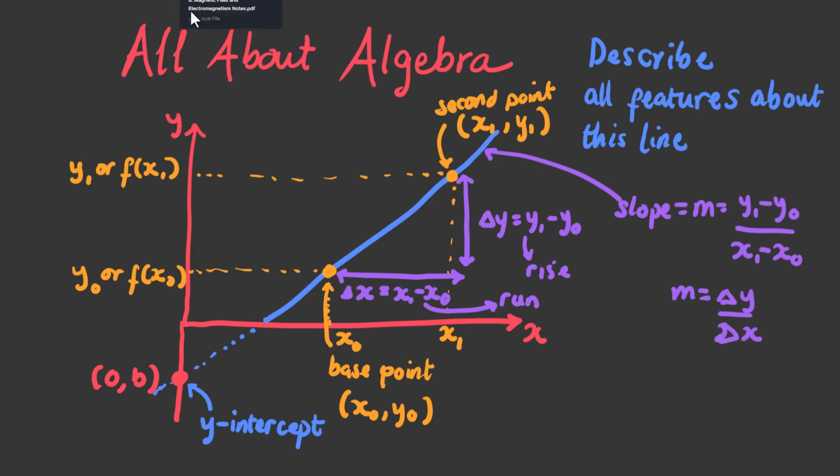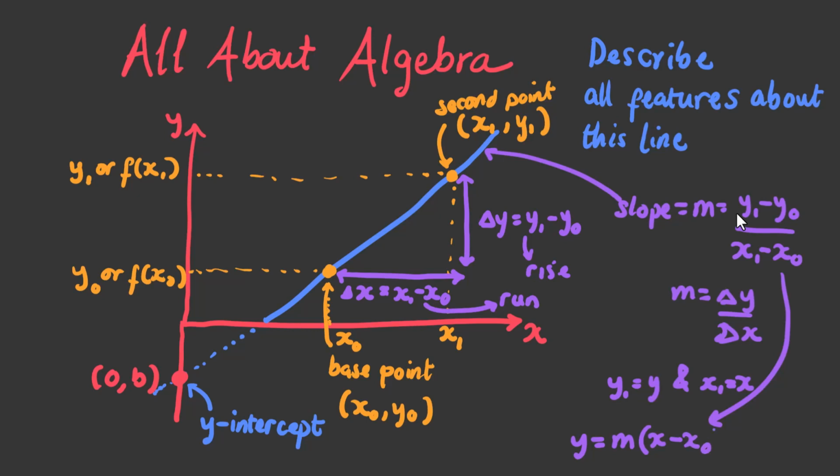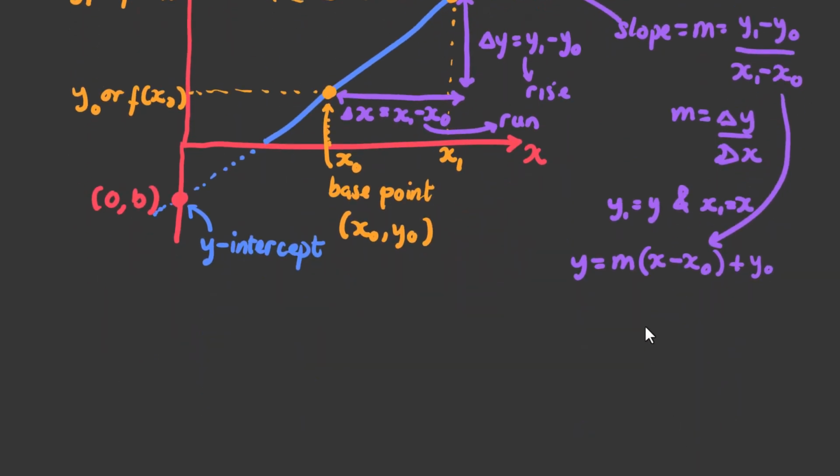Now, building on this expression for our slope, we can rearrange it in such a way that we let y1 be equal to y and x1 be equal to x. Therefore, we are going to have y equal to m times (x minus x0) plus y0. This expression is going to come in handy, but let's move on to one other expression that you might be familiar with.